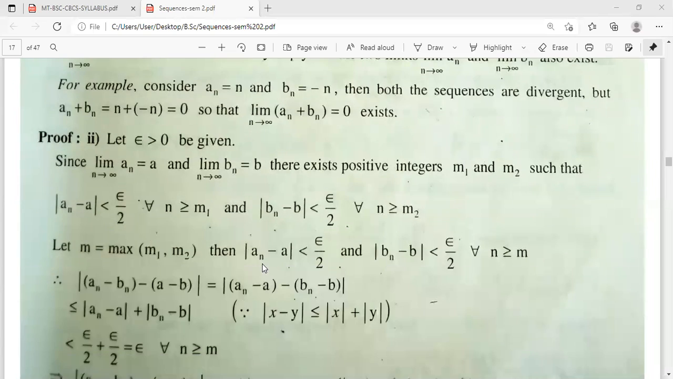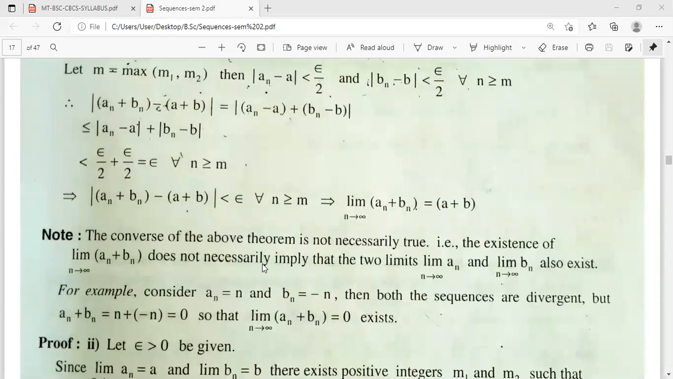Now the converse is not true. The converse is not true. That means the limit of An plus Bn as n tends to infinity existing does not necessarily imply that the limit of An and the limit of Bn exist. See here, An equals n, Bn equals minus n. Both the sequences are divergent, because the limit of An as n tends to infinity is plus infinity, and the limit of Bn as n tends to infinity is minus infinity. One time you get plus infinity, the other time minus infinity. That means the sequences are divergent.